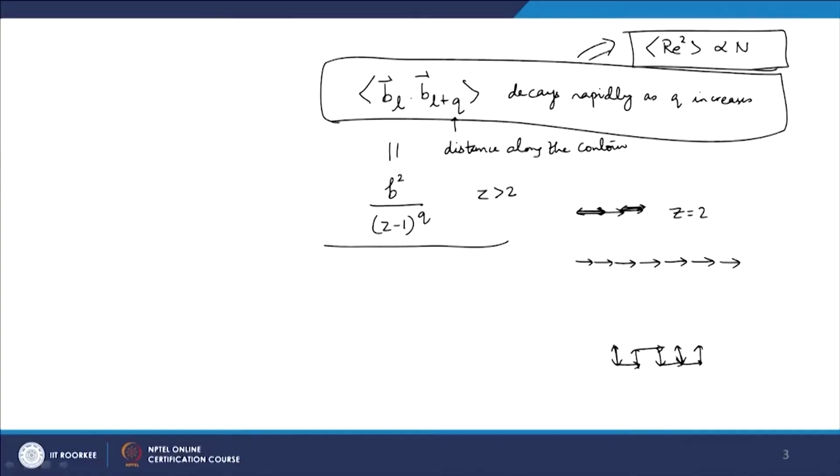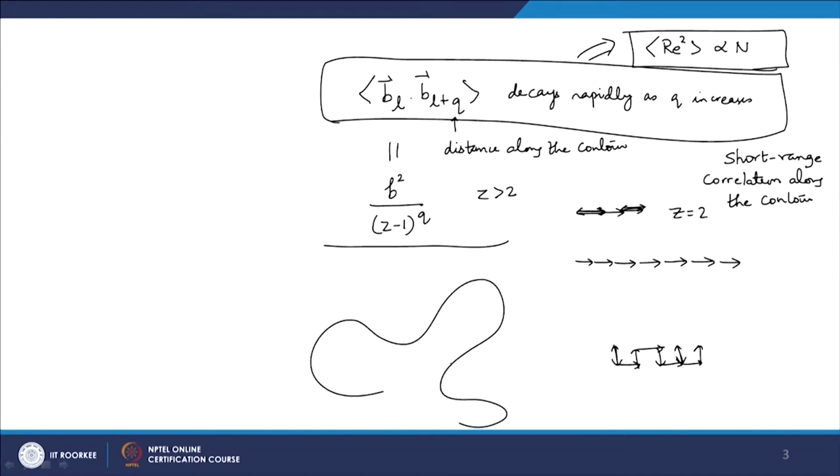This, by the way, is referred to as short range correlation along the contour. Okay. So, this is my contour.